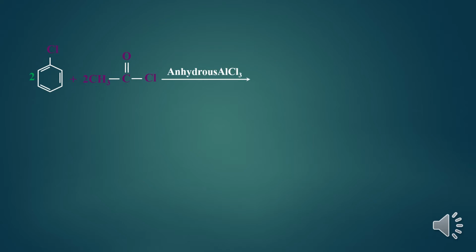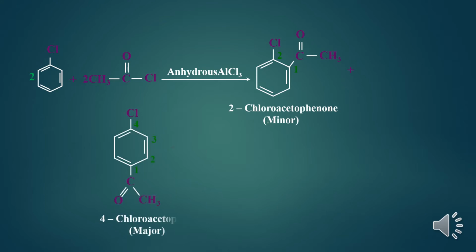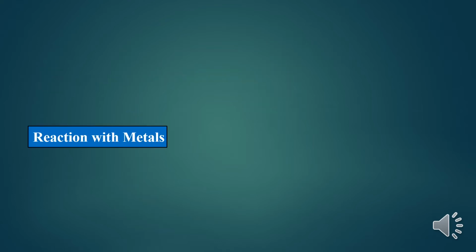So again Friedel-Crafts catalyst or reagent is anhydrous aluminum chloride. So you will get the product as 2-chloroacetophenone and 4-chloroacetophenone. So 4-chloro para product is a major product and ortho product is a minor product. So this is about Friedel-Crafts alkylation as well as acylation or acetylation. It is important with respect to examination.